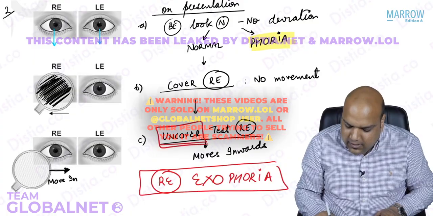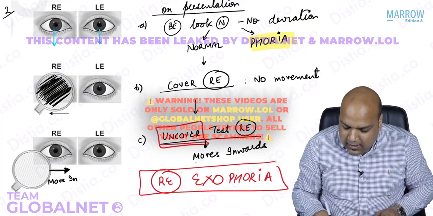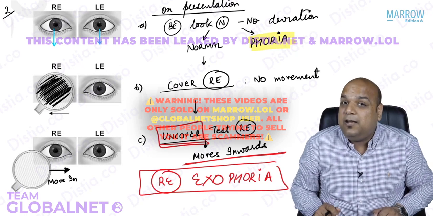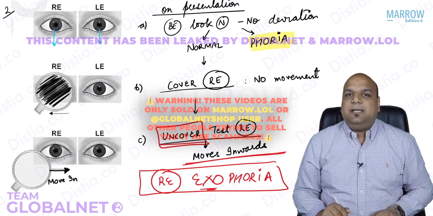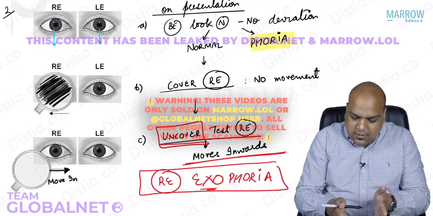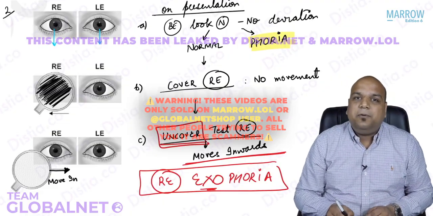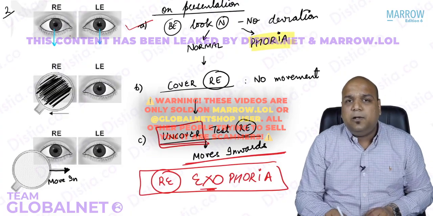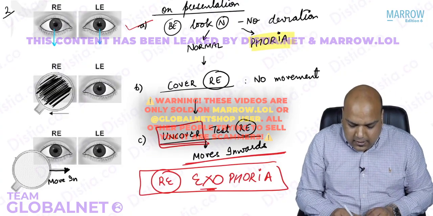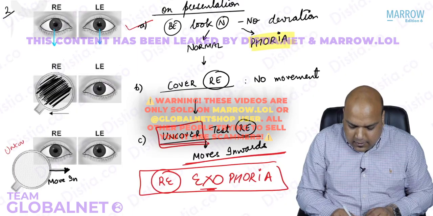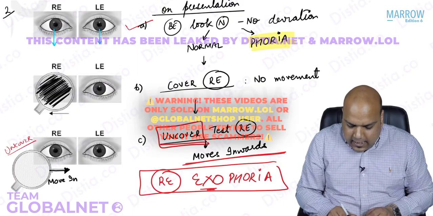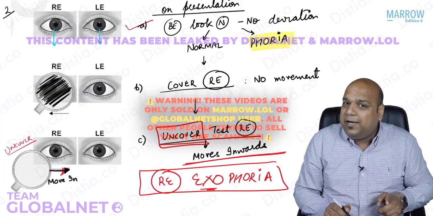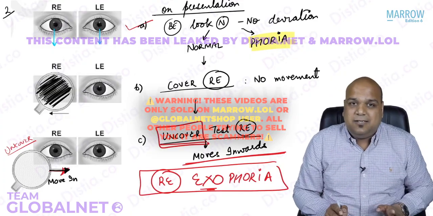Which test am I doing here? Uncover test. Phoria. On phoria, on uncover, it is moving inwards. That means the direction is exo. Right eye exophoria. So such an image can come to you. Please see carefully. If such an image comes, focus on the first image. Both the eyeballs will look normal. Then focus on the uncover part. In the uncover part, such an arrow will show you the direction of movement, and then remember that the direction of movement is opposite to the direction of deviation.